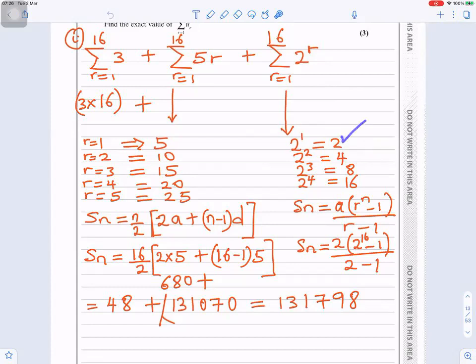First term is 2, and this is a geometric sequence. So you use this formula for the sum of a geometric sequence. It's also given in the formula booklet. You don't need to remember it. So you put in a, the first term, is 2, common ratio is 2, and you put it into your calculator, it gives you 131070. And when you add all of them, it gives you that total of 131798. QED, quod erat demonstrandum, as required to show.